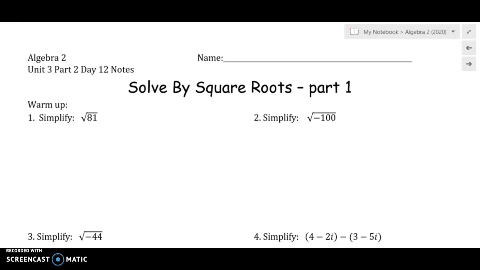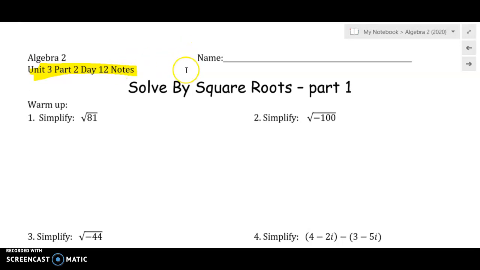Hi everyone, we're going to be starting day 12 notes. The topic for today's notes is solve by square roots part 1. So we're going to do the simpler, more basic cases today, and then tomorrow's video will be a part 2 where the problems just get a little bit more complicated.